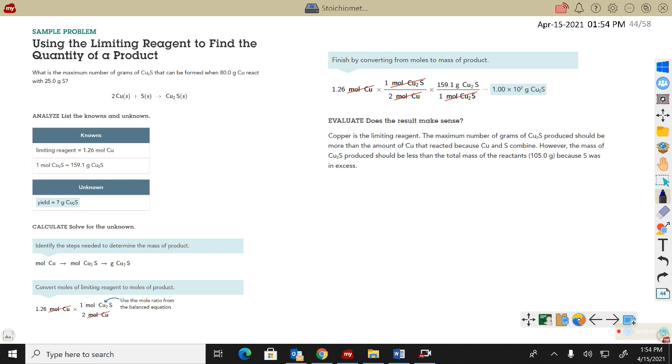If I run out of sulfur, I can't form any more copper sulfide. Even though there may be one reactant that you have extra of, there's some left over, if you run out of one reactant, then that limits or determines how much product can be formed.